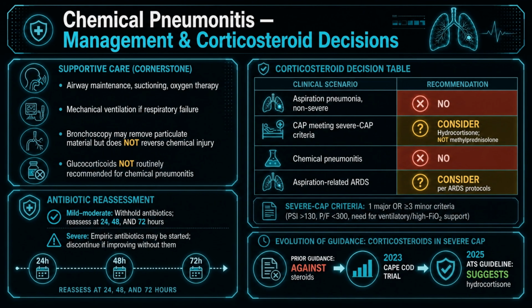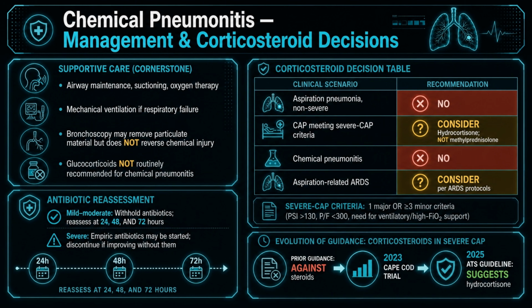Let's briefly review the management of chemical pneumonitis, or Mendelson syndrome. The cornerstone is supportive care, airway maintenance, oxygen, and mechanical ventilation if needed. Bronchoscopy may remove particulate matter but does not reverse the chemical injury. For antibiotic management in mild to moderate cases, withhold antibiotics initially and reassess the patient at 24, 48, and 72 hours. For severe cases, empiric antibiotics may be started, but discontinue them if the patient improves with supportive care alone.